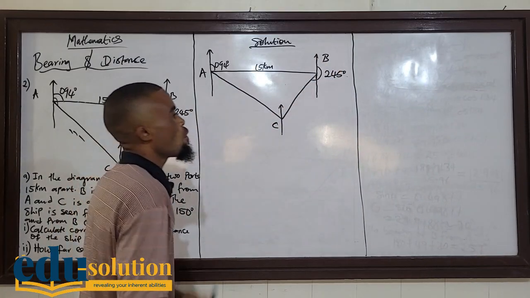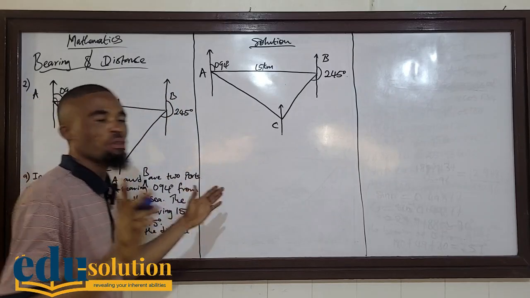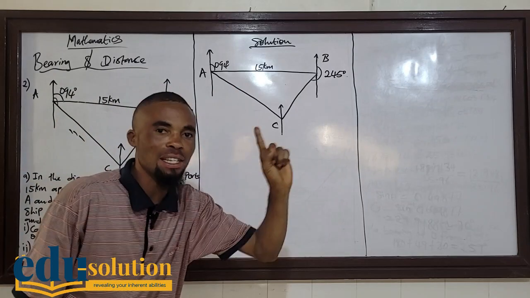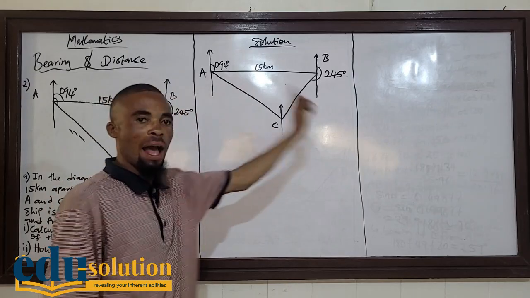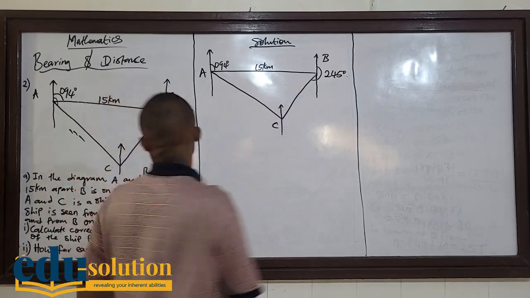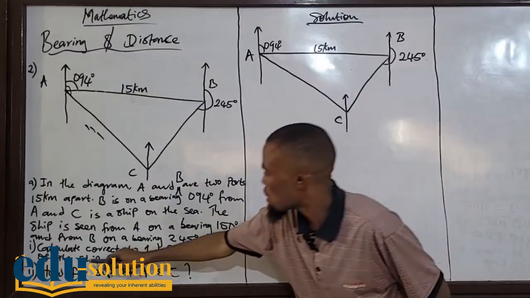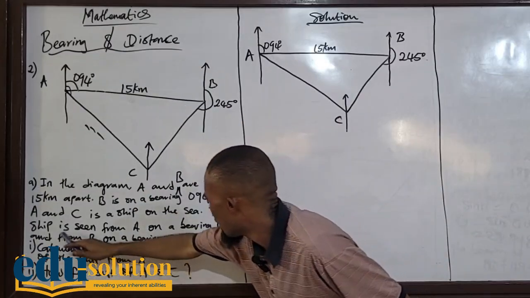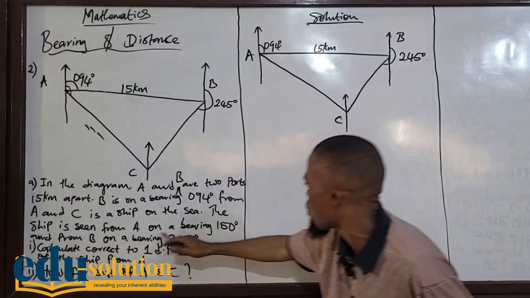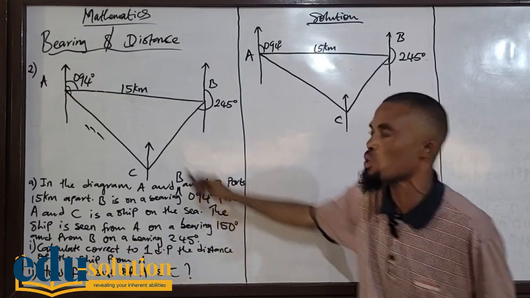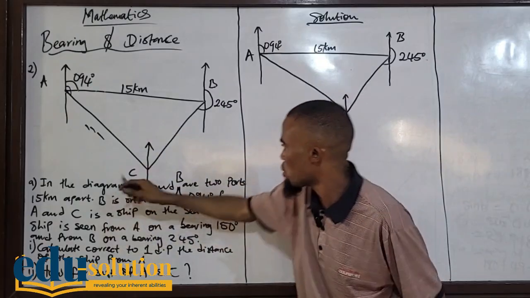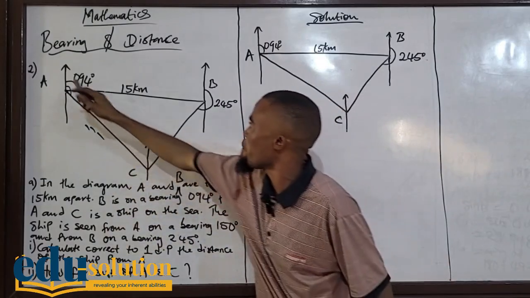Now for us to be able to solve this question effectively, we have to get at least one of the interior angles of this triangle. Don't forget, in this question, they said that the ship is seen from A on a bearing of 150 degrees. You can see that is not part of the diagram. It was not in the diagram. So the ship, this is the ship C, is seen from A on a bearing.